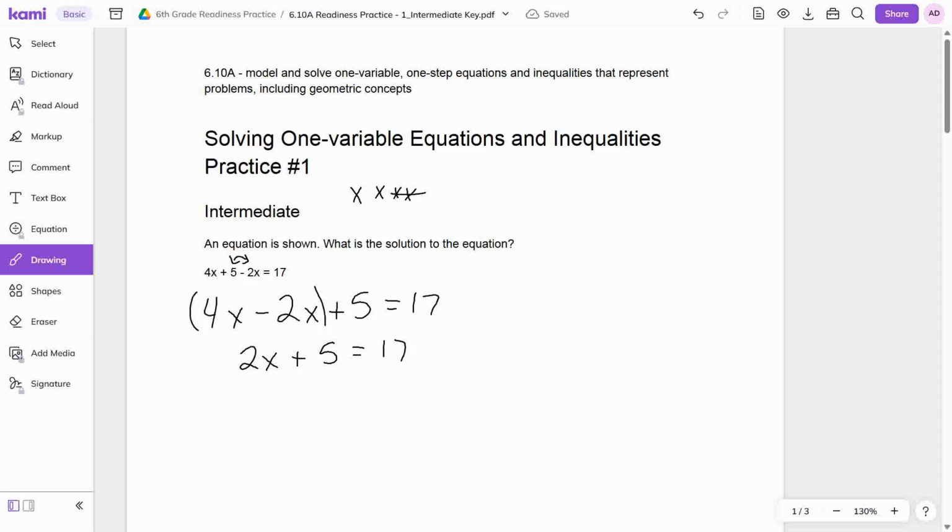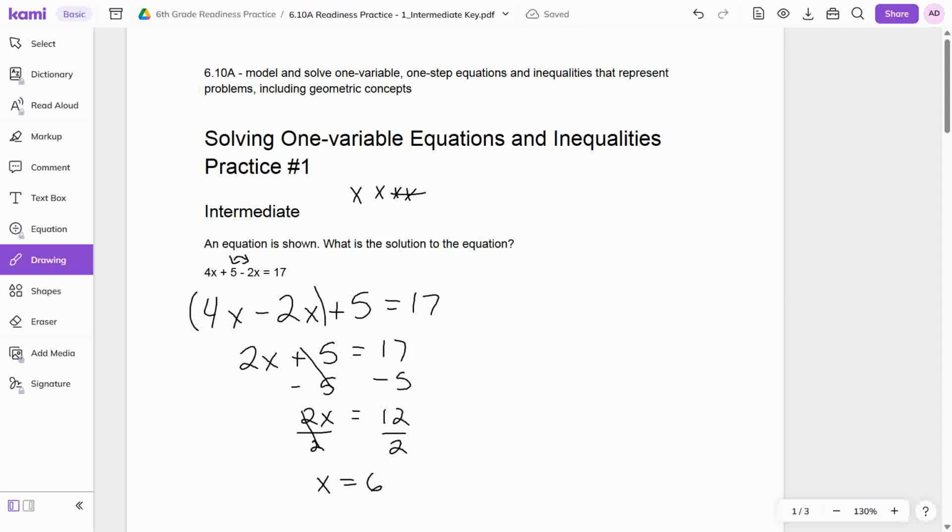Now I can use properties of equality to get rid of anything other than x on a side. If I use the subtraction property of equality, I can subtract 5 from both sides of the equation, and you see how I've got the plus 5 minus 5. Well, plus 5 minus 5 gets me a 0. Now I need to do 17 minus 5, and that's going to give me a 12. So I've got 2x equals 12, and now I'm going to use the division property of equality, because I want to divide both sides by 2, right? And that's going to give me 1x, which is just x, so x is going to equal 6.